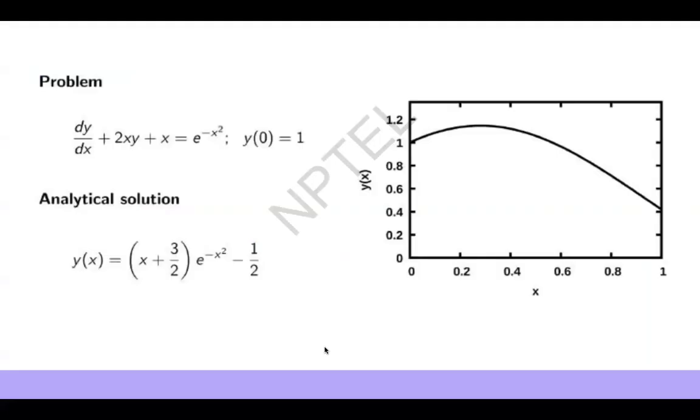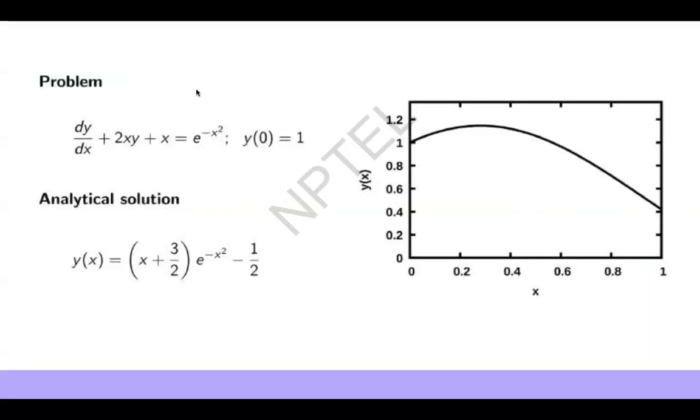Now we have another problem that has been discussed in the recordings. So I'll just quickly show the solution of this. Here you have dy by dx plus 2xy plus x is equal to e raised to minus x square. And the initial condition is, at x equal to 0, y is equal to 1.